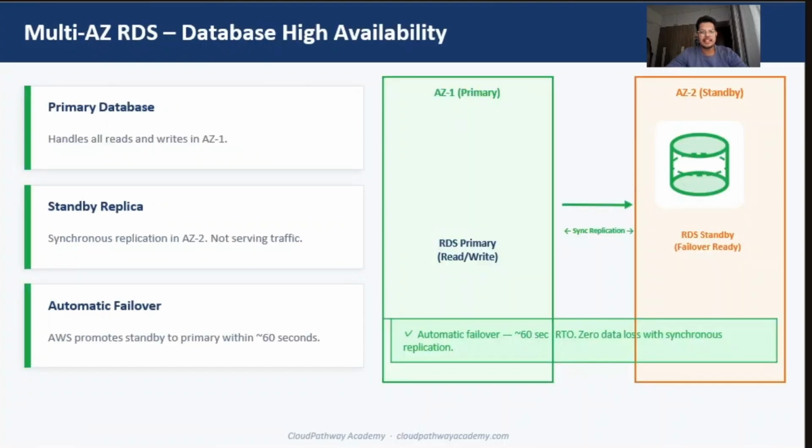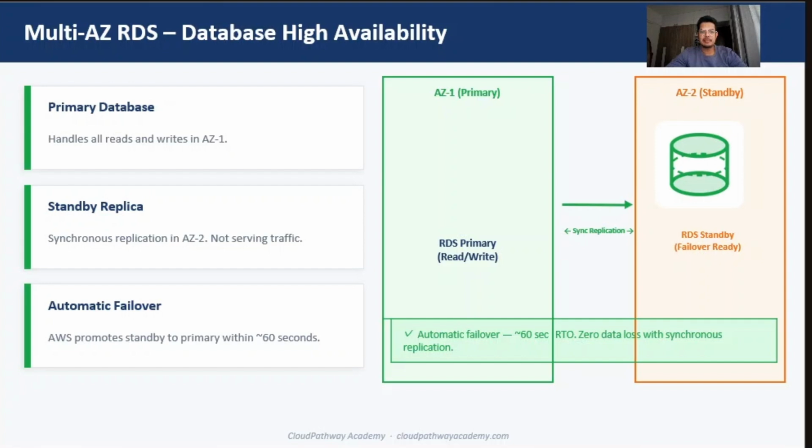Now let's talk about the database layer. And this is arguably the most critical piece to get right, because database failures are often the most damaging. AWS offers RDS, which stands for Relational Database Service, with a feature called multi-AZ deployment. Here is how it works. When you enable multi-AZ, AWS automatically provisions a primary database instance in one availability zone and a standby replica instance in a different availability zone.